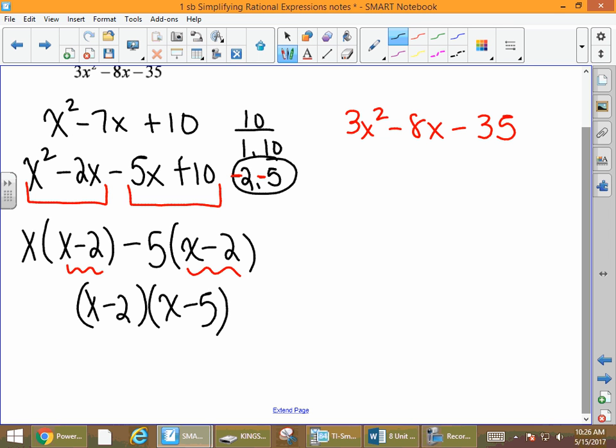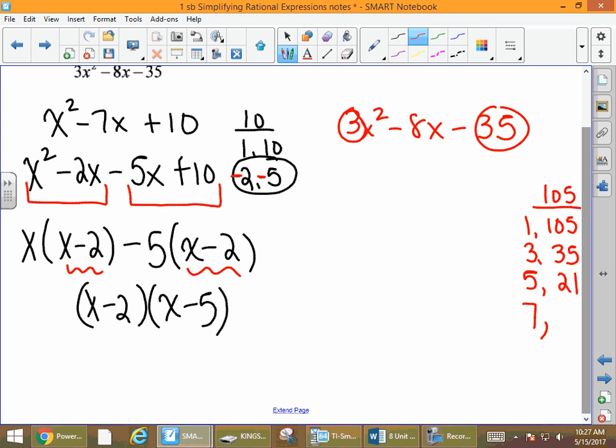We need to go through the same process with our denominator. We're trying to figure out if we even have anything that's exactly the same in the top and in the bottom. But in this one, 3 times 35 is 105. And our factors of 105 are 1 and 105, 3 and 35, 5 and 21, and 7 and 15. Will any of those combine to be 8? I think 7 and 15. And in fact, it's going to have to be plus 7 minus 15.